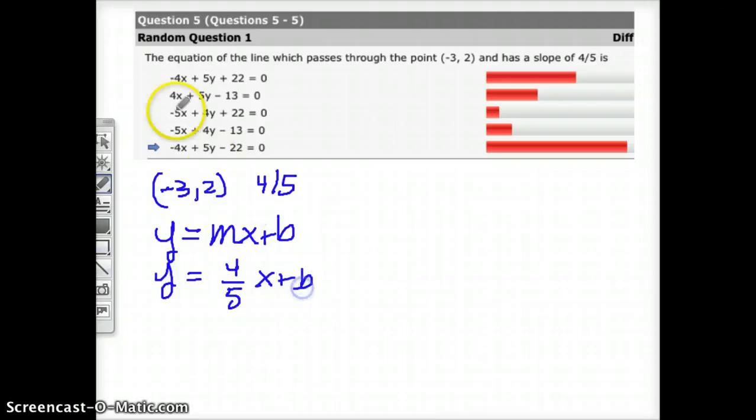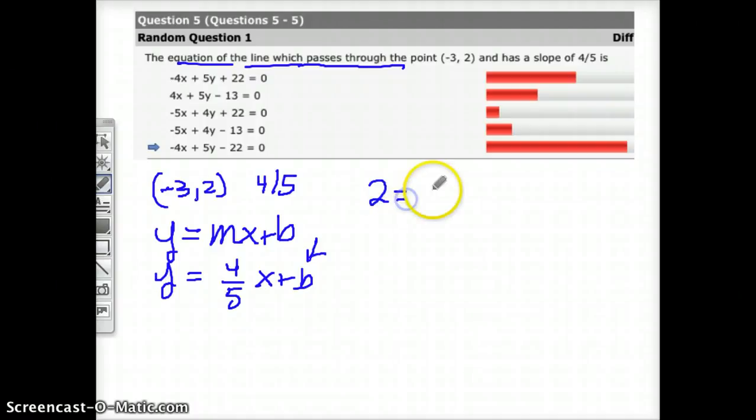Okay, it said write the equation of the line. Well, all I have to do is find b, and I have solved the problem. Let's see, what do we have? We know a y on the line is 2. We know the slope is 4/5. Another thing we know is x is negative 3, a point on the line, and we want to find b.